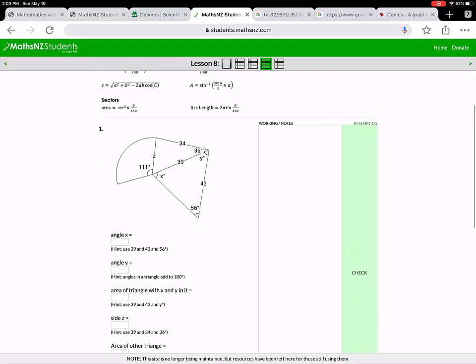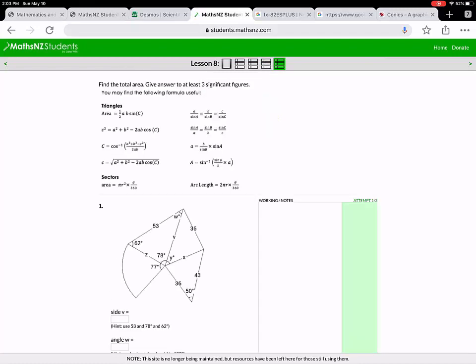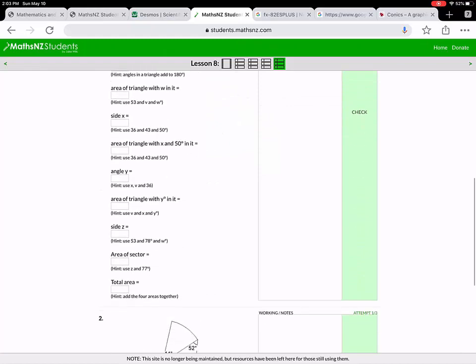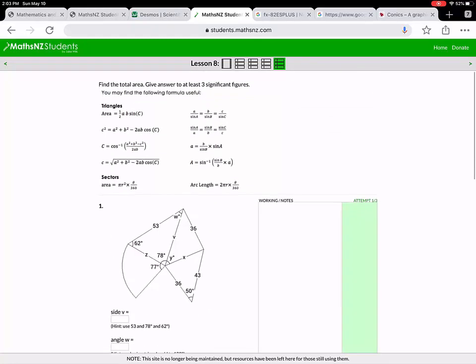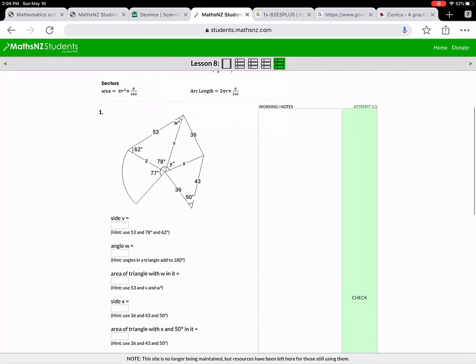Notice that page 3 has a sector in it that you're going to have to find the area of. And page 4 is even more complicated than that. Do you have to do every single problem? Not necessarily. If you're doing a merit or excellence, I suggest you do maybe one off of each of these pages. And as you do the problems, if you click on check, it will tell you whether or not you did them correctly. There's your answers.